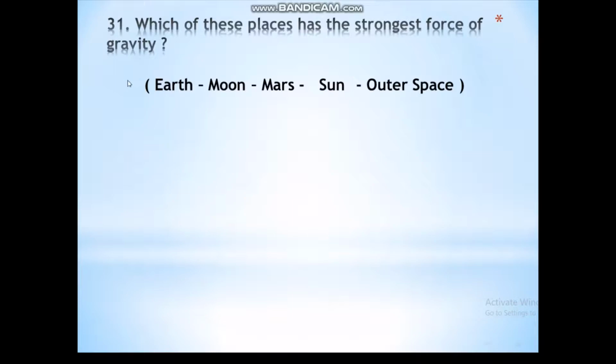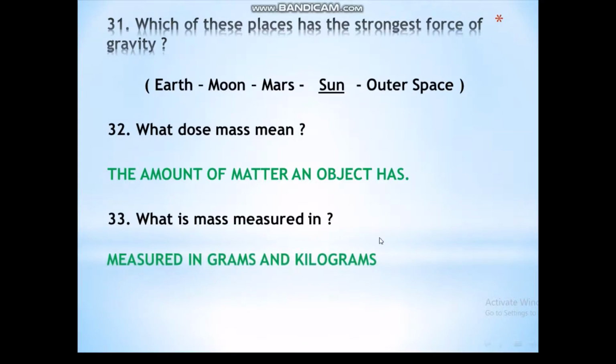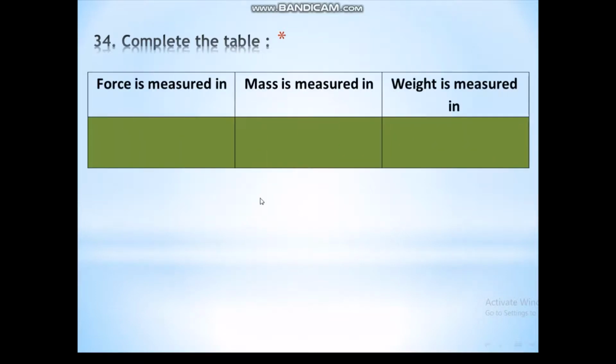31. Which of these places has the strongest force of gravity? Earth, Moon, Mars, Sun, and outer space. The answer is the Sun. 32. What does mass mean, or give a definition for mass? Mass is the amount of matter an object has. And what is mass measured in? Kilograms or grams.